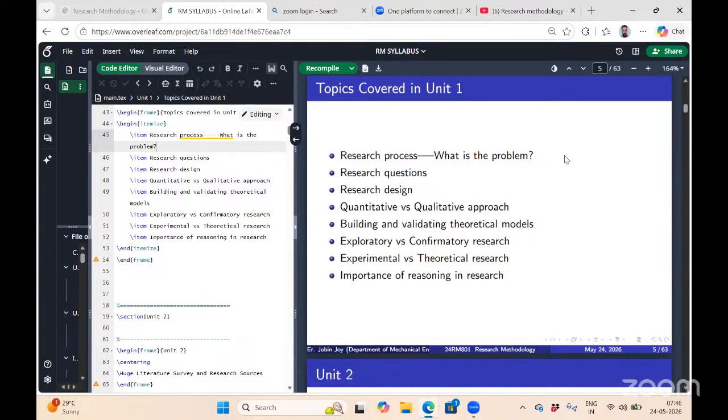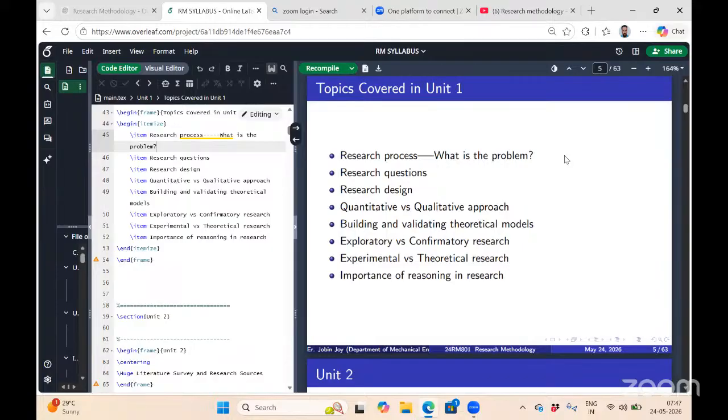So quantitative research provides measurable results because it deals with numbers, while qualitative research provides detailed understanding and interpretation. So both approaches are important for comprehensive research studies.